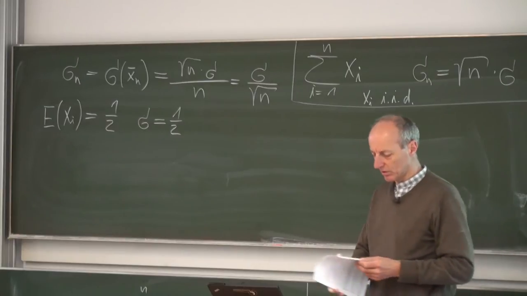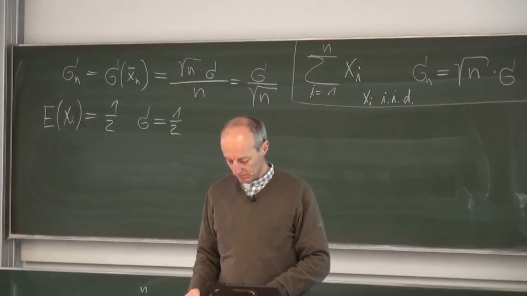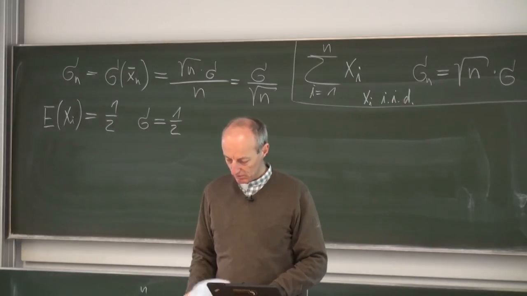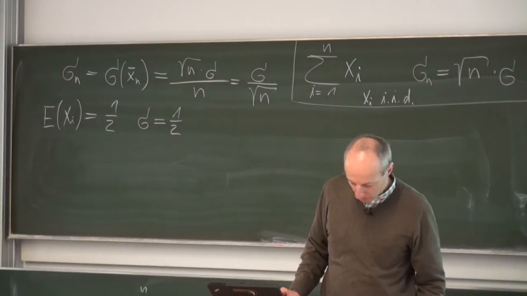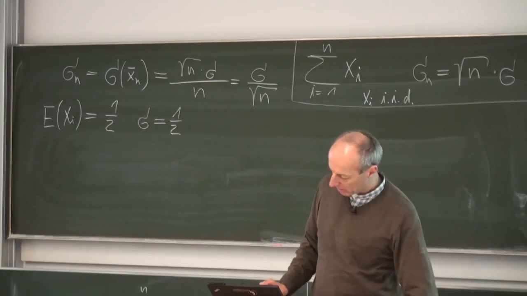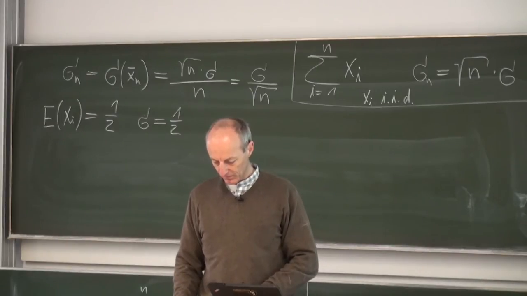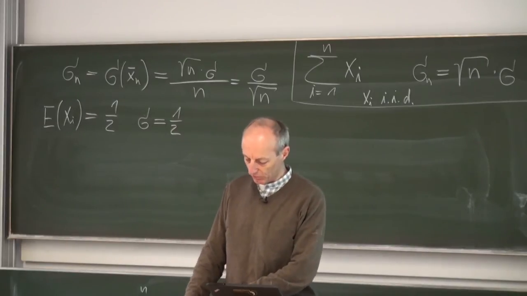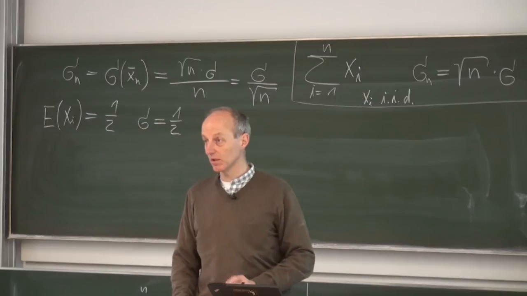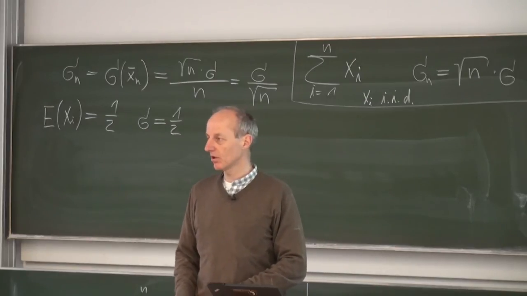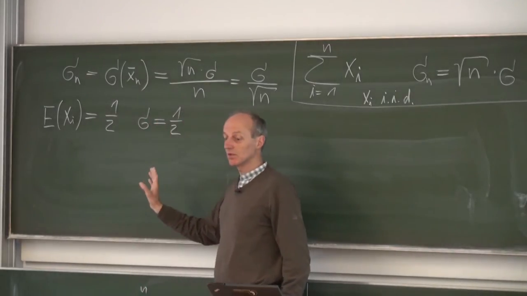I'm quite sure this is one of the first exercises. Did I print all exercises? Yes. Oh yeah, it's exercise 1.4. Calculate the expected value and the standard deviation of a true binary random variable. Okay? So you will calculate these two things, which is really simple.